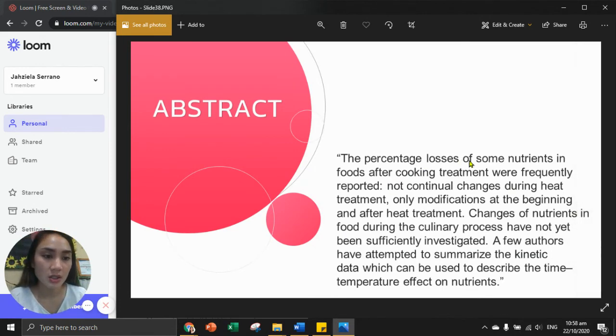So percentage losses of some nutrients after cooking treatment were frequently reported. So not continual changes during heat treatment, only modifications at the beginning and after the treatment. Changes of nutrients in food during the culinary process have not yet been sufficiently investigated. A few authors have attempted to summarize the kinetic data, which could be used to describe the time temperature effect on nutrients.